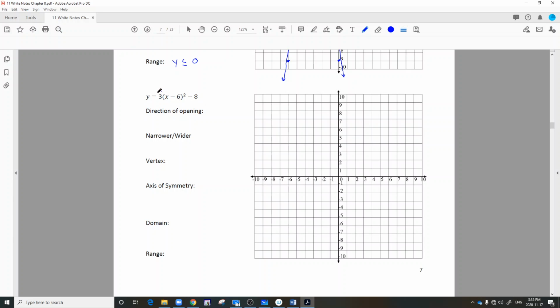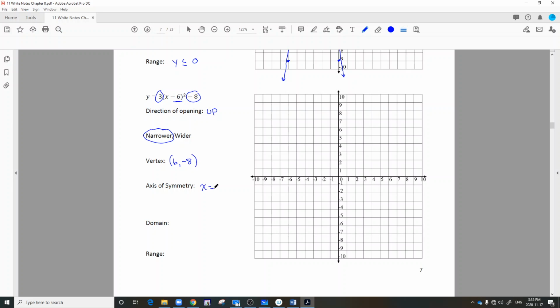First things, direction of opening. So this is my a value of 3. Since it's positive, it's going to open up. Is it narrower or wider? Well, it's times by 3, so it's going to get a lot narrower. My vertex. The x value of the vertex is your h value, so it's going to be 6. The y value of the vertex is this minus 8.